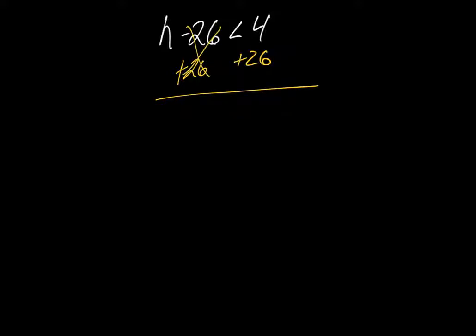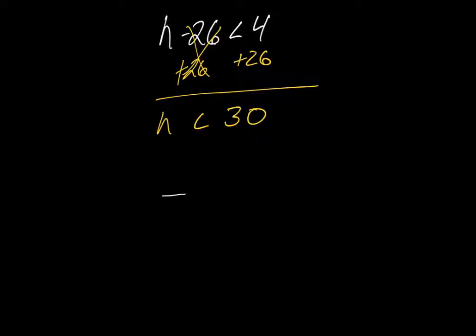Okay, just for a quick review, let's do what we talked about back in the last video. Remember, we did things where we had h minus 26 is less than 4. And then to solve, we just did the inverse operation. Plus 26, plus 26. That cancels out. We had h is less than 30.